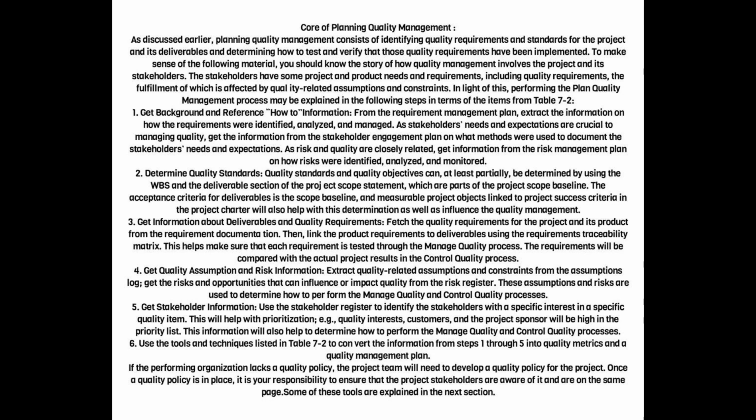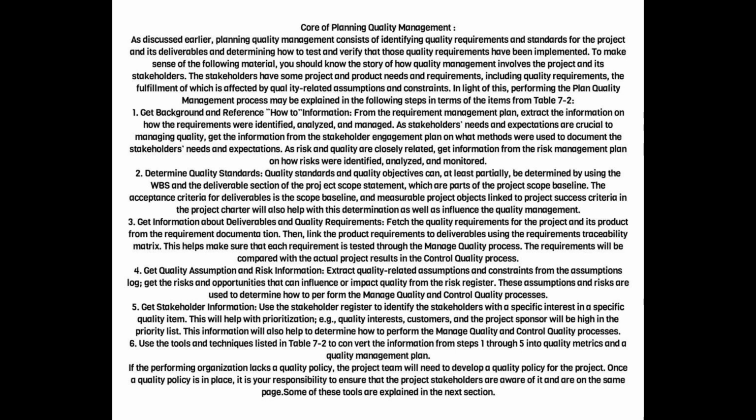3. Get information about deliverables and quality requirements. Fetch the quality requirements for the project and its product from the requirements documentation. Then, link the product requirements to deliverables using the requirements traceability matrix. This helps make sure that each requirement is tested through the manage quality process. The requirements will be compared with the actual project results in the control quality process.